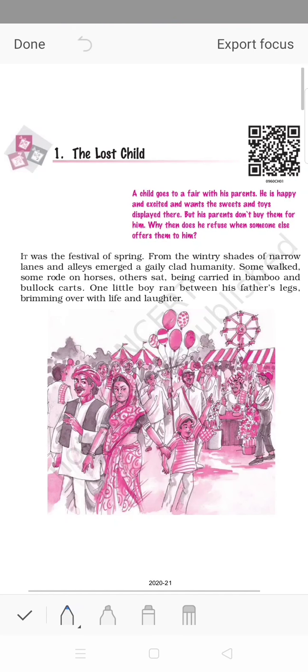Why does he refuse when someone else offers to buy all those things that he wanted from the fair? What had happened that time? Let's start the lesson. It was the festival of spring. From the wintry shades of narrow lanes and alleys emerged a gaily clad humanity. Some walked, some rode on horses, others sat, being carried in bamboo and bullock carts. One little boy ran between his father's legs, brimming over with life and laughter.